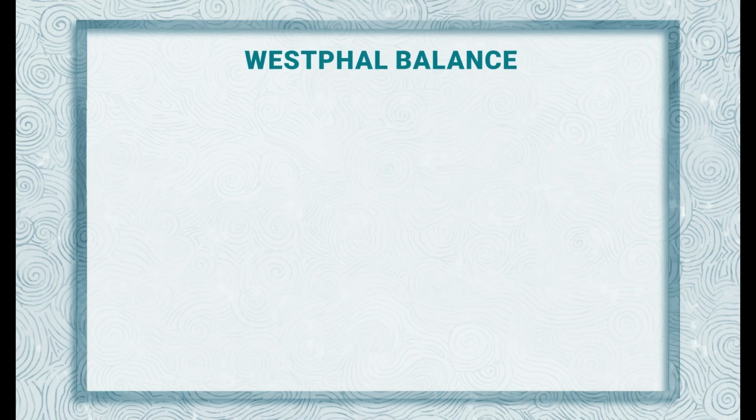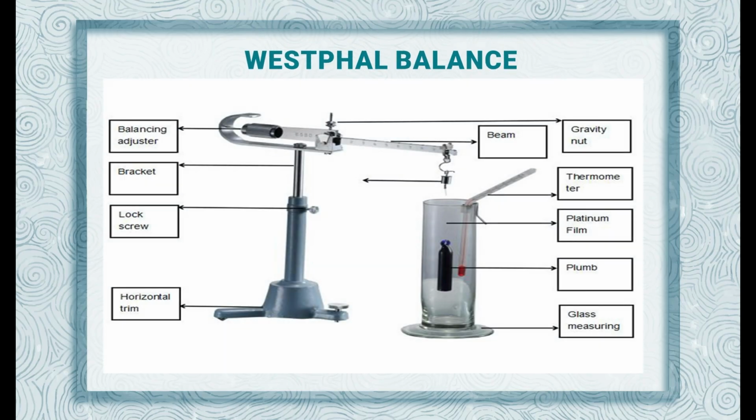This is another way, Westphal balance, in which you are dipping the, instead of just leaving the hydrometer as such, you are now weighing the amount of water which is displaced by it, and this is another way of doing the relative density and specific gravity.